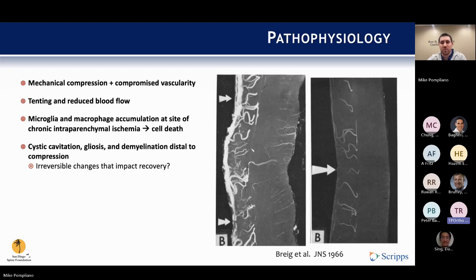And this is kind of a neuroinflammatory component, which has been implicated in progressive neuronal cell death, with central gray matter and lateral column showing the most changes. And that can result in cystic cavitation, gliosis, and demyelination added to the site of compression. And these can be considered irreversible changes, which may explain why some patients do not recover following decompressive surgery. That's a little controversial and poorly understood topic, which we'll discuss as well.